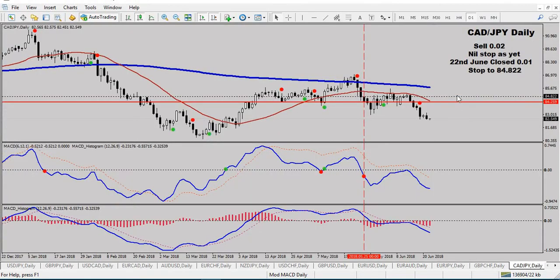Canadian Japanese yen, pretty similar again. There's good profit on the table. It's not a very big move at times, this. I've just closed out half and set a stop now at 84.822. Just the fast MACD sort of losing a bit of momentum there, and yeah, I'm just taking profit as usual. That's all I'm doing there.